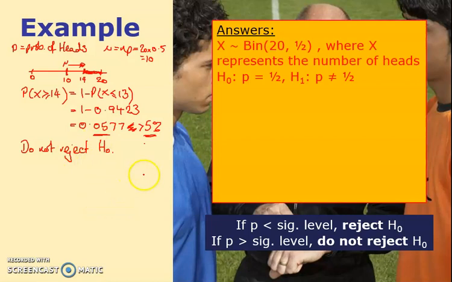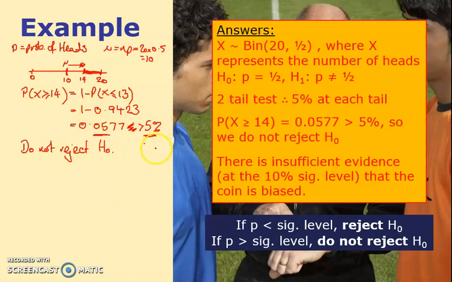Let's see the wordy bit then. So P equals a half, P is not equal to a half. I've done it exactly the same way. Do not reject H0. There is insufficient, this is the wordy bit you have to write, insufficient evidence at the 10% significance level that the coin is biased. Notice I still have 10%, even though I halved it.